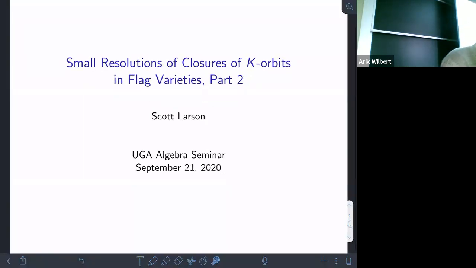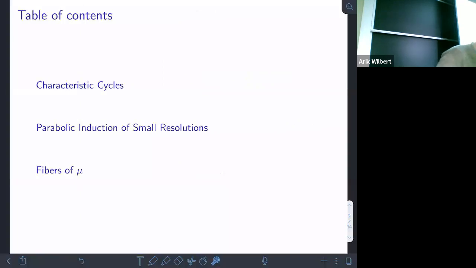Okay, so here's the setup for today. I'm going to first talk about characteristic cycles and motivate the goal to find small resolutions, and look a little bit at how small resolutions can propagate. So once you have a small resolution, you can get a lot of them in different ways.